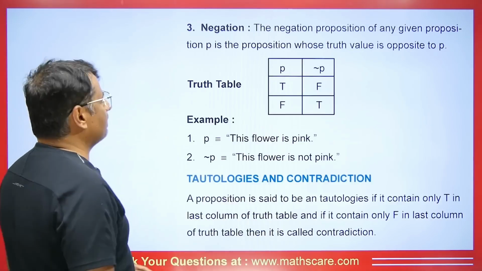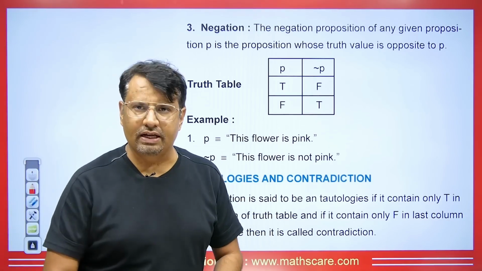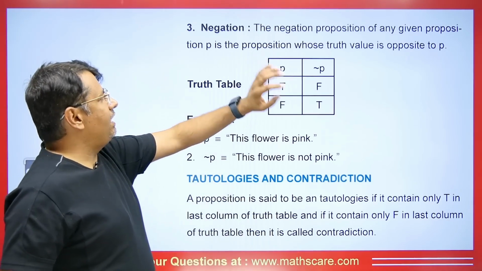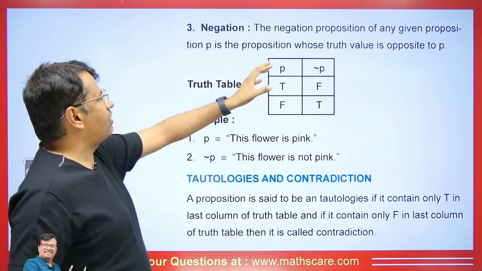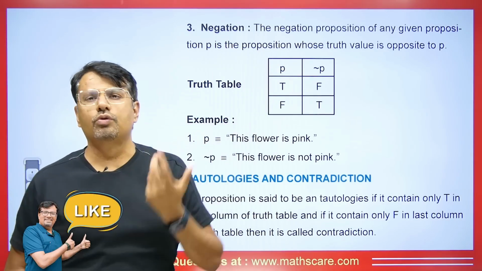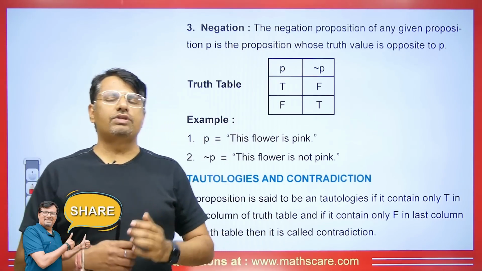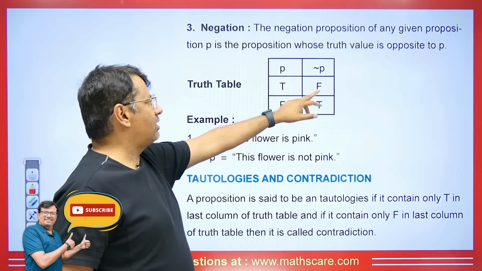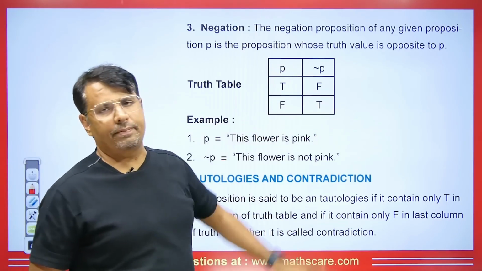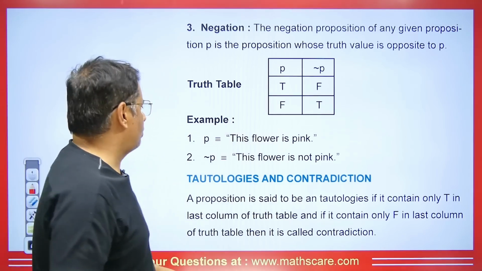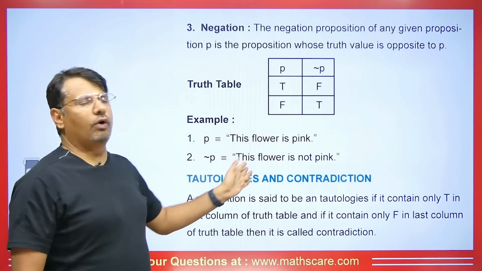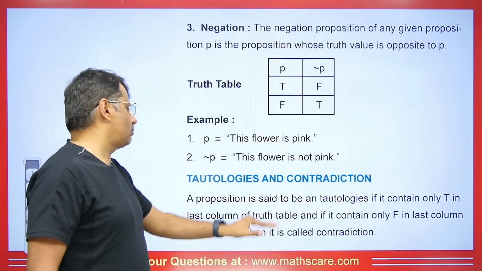If we talk about negation, negation is just opposite. Yes, negation means exactly its opposite. So the negation of any proposition P is the proposition whose truth value is opposite to P. Okay guys? We will just reverse the truth value of it. Like here we have P, we have true or false. So negation simply means that true will become false and false will become true. Just opposite. Like P, if the flower is pink, then its negation will be the flower is not pink. So this will be its negation.